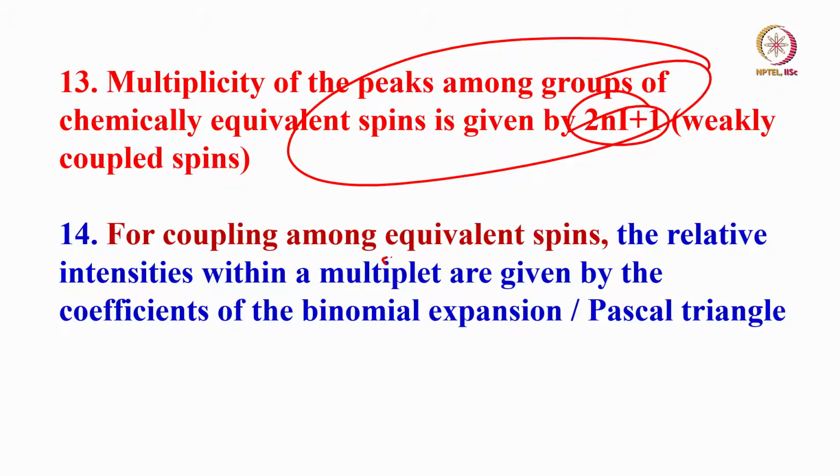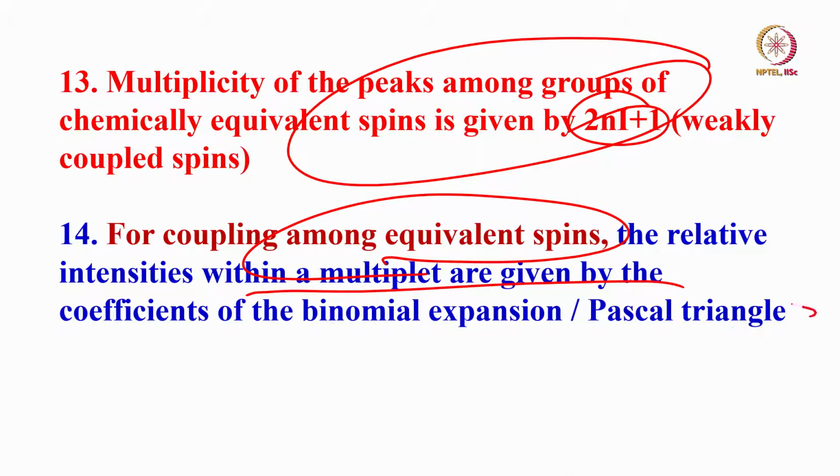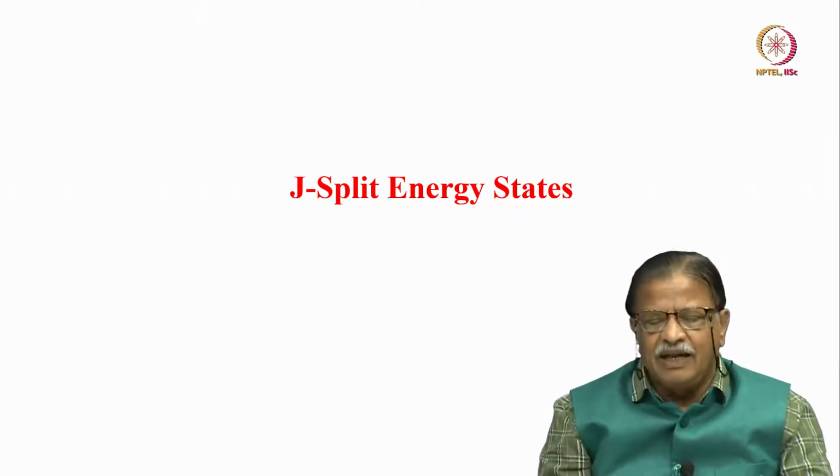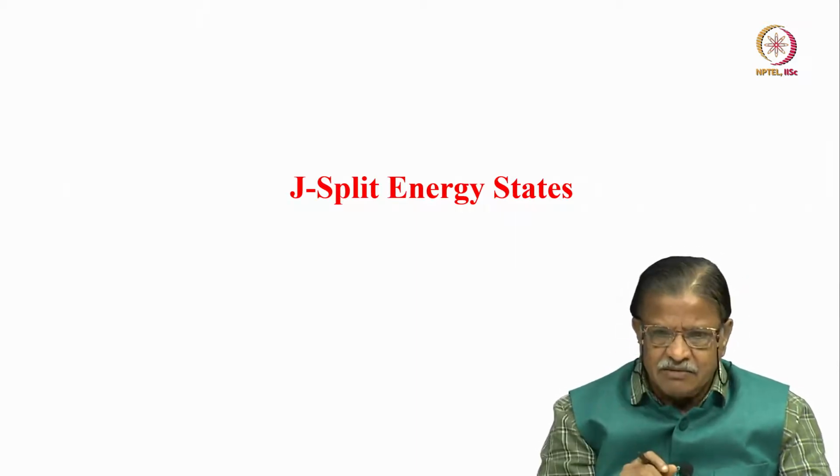For coupling among non-equivalent spins and equivalent spins, the relative intensity within the multiplicity is given by the coefficients of the binomial expansion, in other words the Pascal triangle. I will show you what the Pascal triangle is when we go ahead further. So, these are the important salient points of J coupling. Every point we can take a number of examples and discuss, but this is not the time.